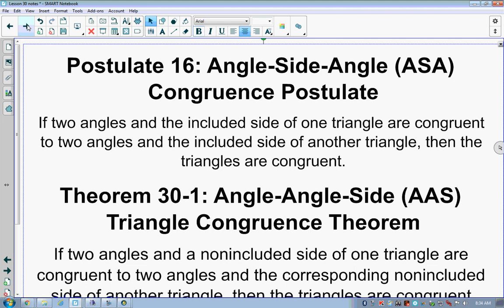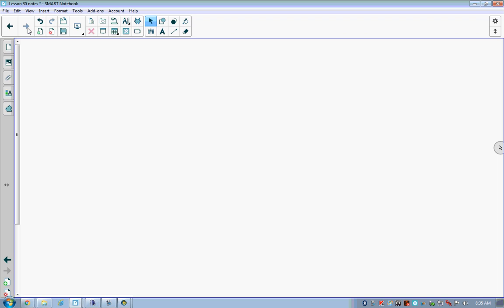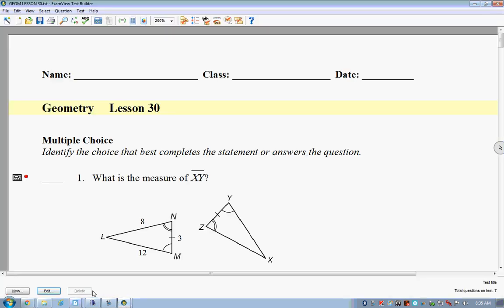Okay, so this is basically just stating more clearly what we've already covered with angle, side, angle. If two angles and the included side of one triangle are congruent to two angles and the included side of another triangle, then those triangles are congruent. Same basic premise here on angle, angle, side. If two angles and a non-included side of one triangle are congruent to two angles and the corresponding non-included side of another triangle, then the triangles are congruent. Okay? Hopefully we'll see some more examples here in a little bit, which should be coming now.